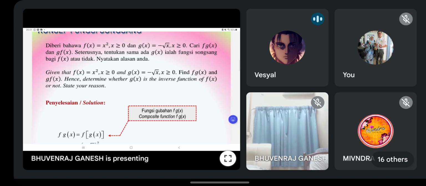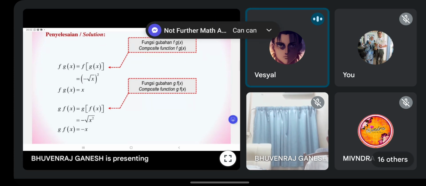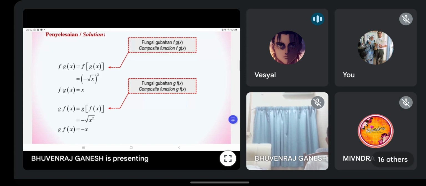We'll start with this question. Given that f(x) equals x squared, where x is greater than or equal to 0, and g(x) equals negative square root x, find fg(x) and gf(x), then determine whether g(x) is the inverse of f(x) or not. When you do an inverse question, this is very popular. Here we have f(x) and g(x), and they want us to find whether f(x) is the inverse of g(x) or g(x) is the inverse of f(x).